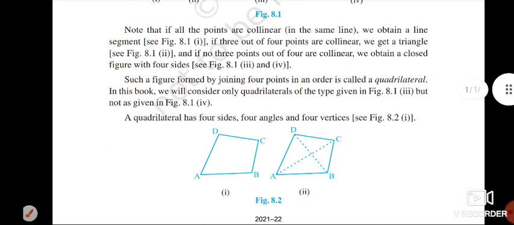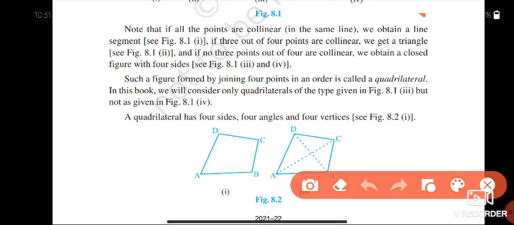So basically, what is a quadrilateral? A quadrilateral is a figure that has four sides, four angles and four vertices. This is the definition of a quadrilateral. A quadrilateral has four sides, four angles and four vertices. See, this is your figure.